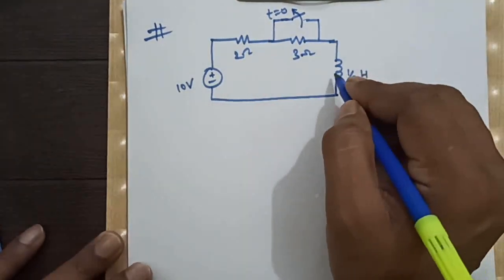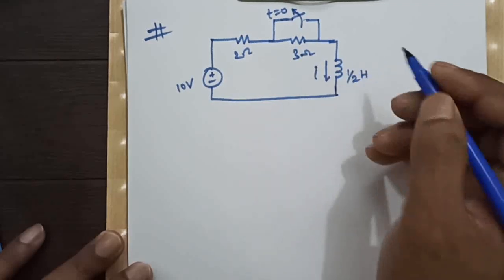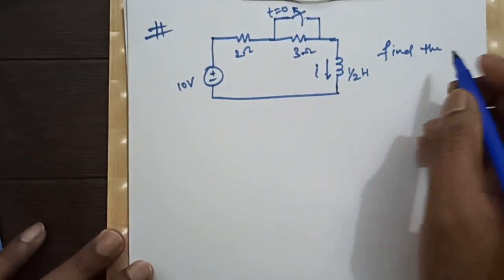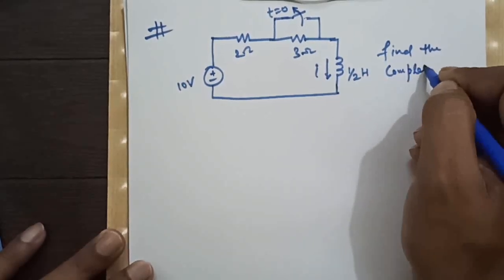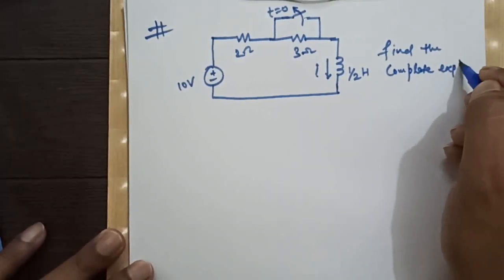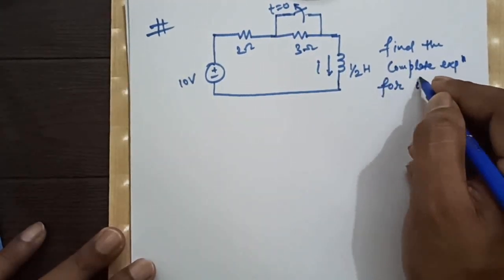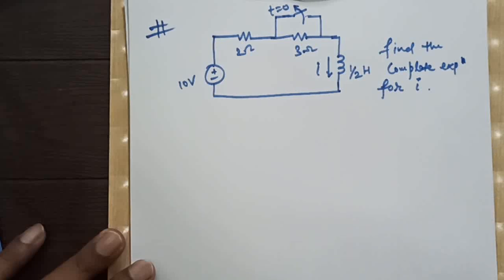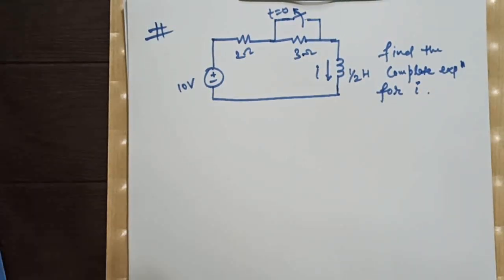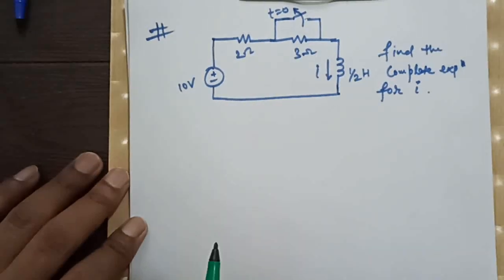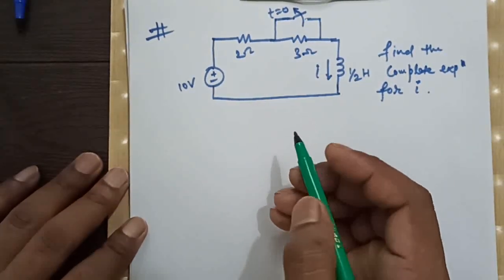Now the question is, let us say this is I. Find the complete expression for I, right? Means we have to find the expression for I. Now once again, this is first order RL circuit with step response. We have to find the step response of this RL circuit.